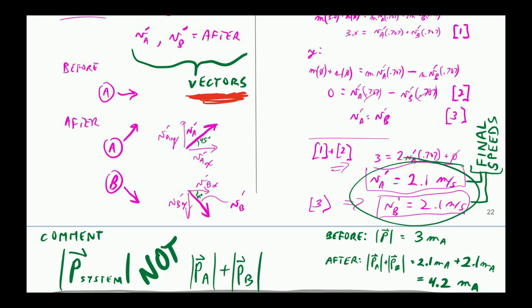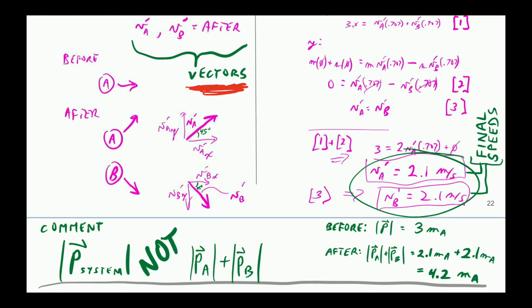But some students will look at the solution and say, something's wrong here because I see that you started out with 3 times the mass of A and you ended up with 4.2 times the mass of A. How did you do that? Did you get something for free? Something's wrong. And I would say to that student, be careful.